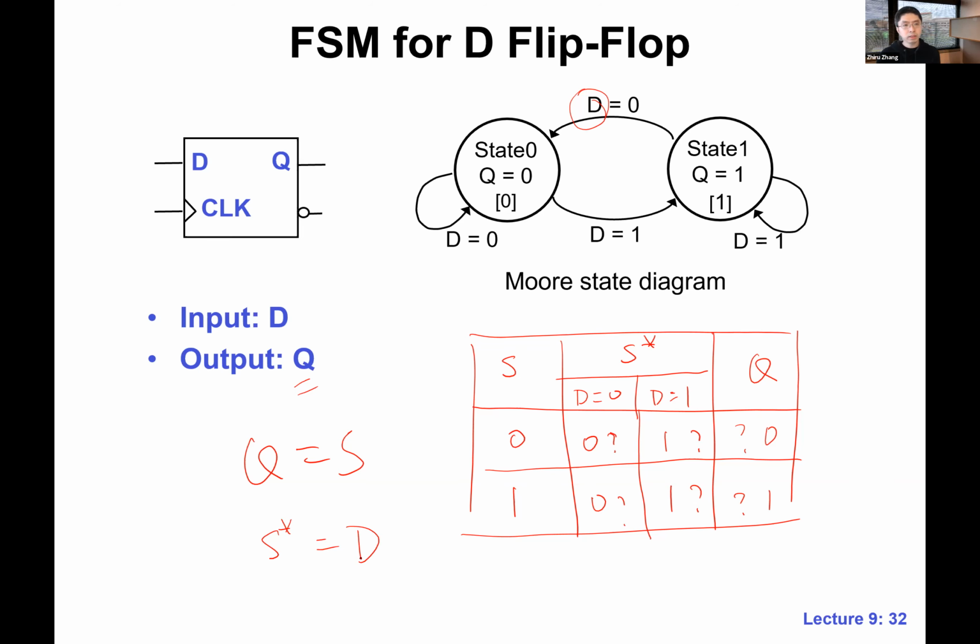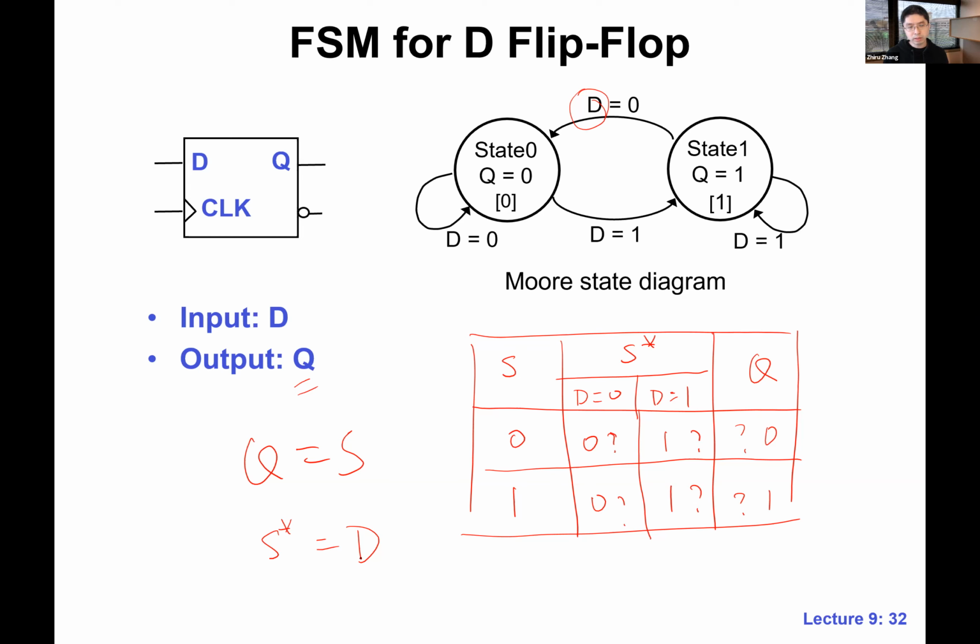All right, so hopefully this makes sense. This is very much a Moore machine. Q only depends on the current state. S is the current state. And later on in the homework and maybe in the exam, we will make the distinction. When we look at a circuit, we can directly tell whether this is a Moore machine or Mealy machine.